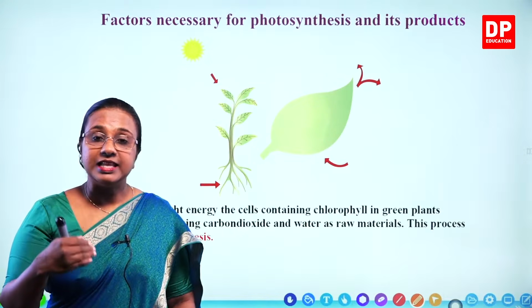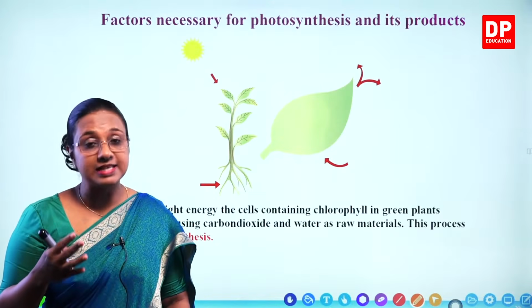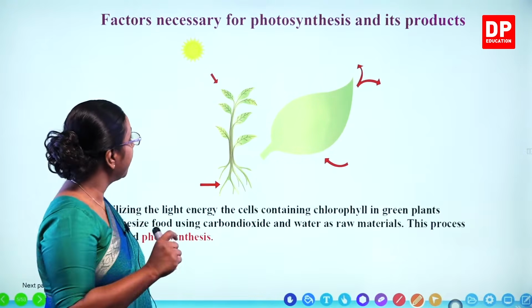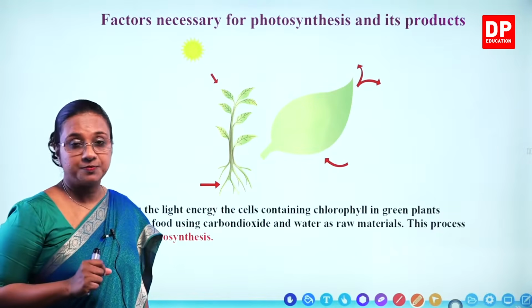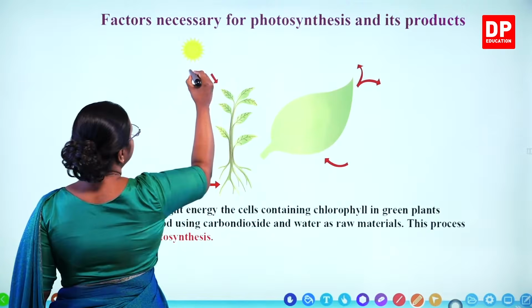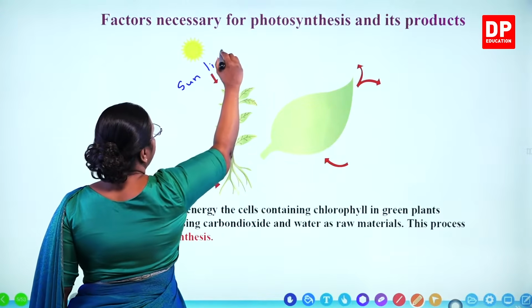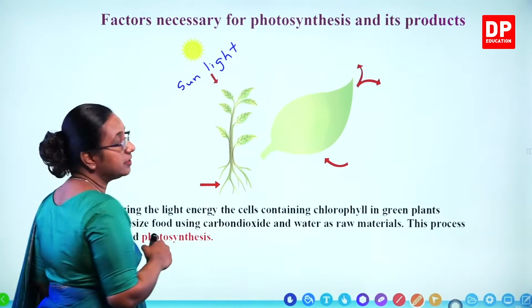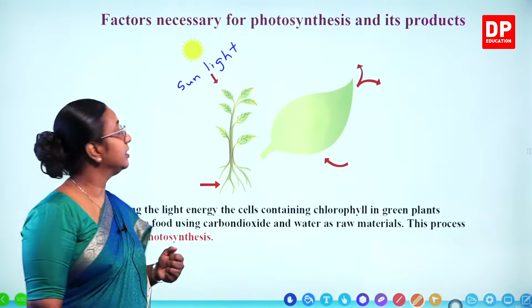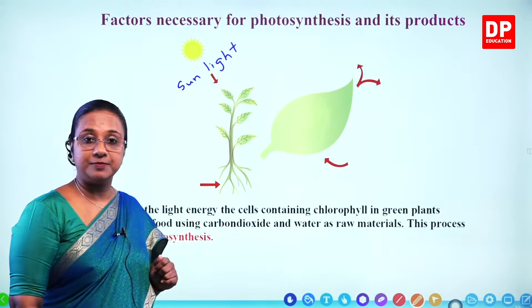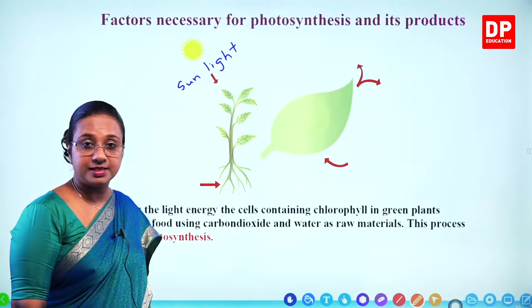So, there are different types of waves present in sunlight. But the plants absorb certain types of waves. So, here this is mainly the sunlight that is absorbed from the sun's energy. Energy is absorbed in the form of sunlight. So, that is why we call it photosynthesis.